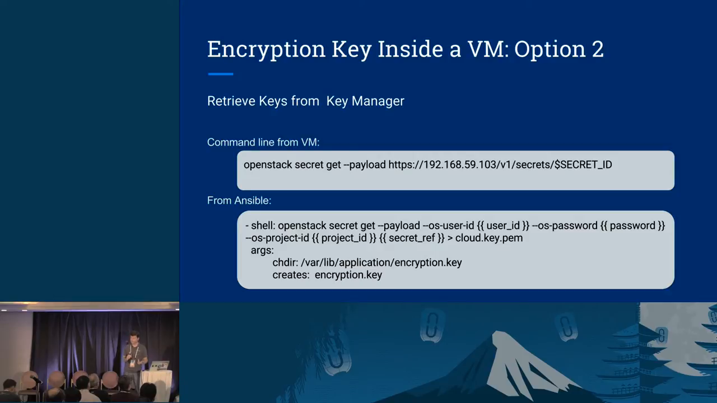You can use the OpenStack command line, as in the first example. The downside there is then you have to give Keystone credentials inside your VM. So if you want to avoid that, here's another example. If you use Ansible for deployment, you can use the Keystone credentials of Ansible to pull a copy of the key, stick a copy of it inside the VM, and then the VM can boot and it's ready to go. But you can see from these examples, it didn't meet all our use cases.